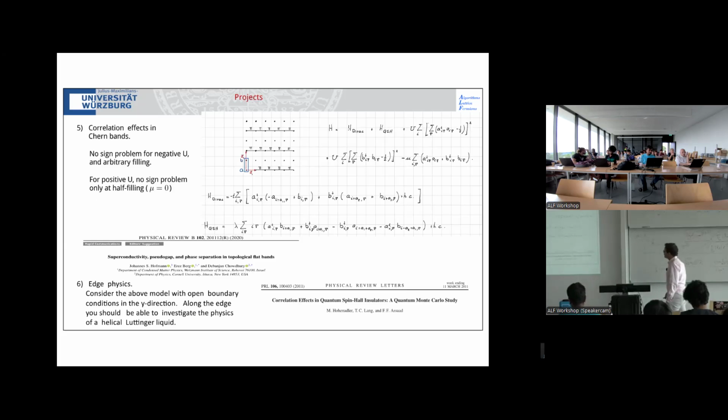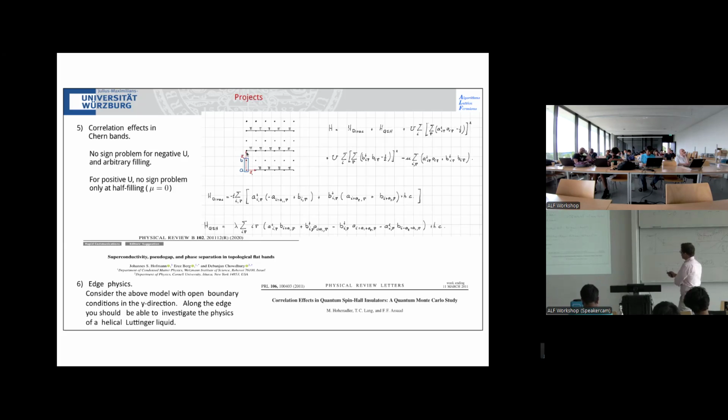Topology, Chern insulators, Chern bands. So we can do correlation effects in Chern bands. I won't go through this, but this would be something like a pi flux lattice. This is a square lattice, a pi flux lattice. On every second line, I put a minus 1, I change the sign of the hopping, and that means that you have a pi flux going through each plaquette, and that gives you a regularization of the Dirac Hamiltonian with C4 symmetry.